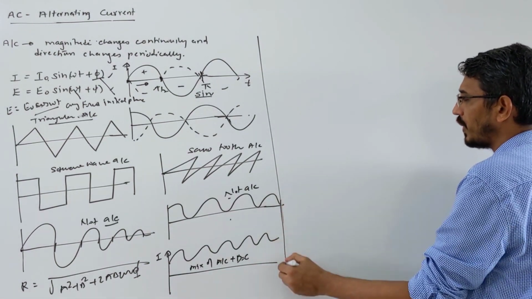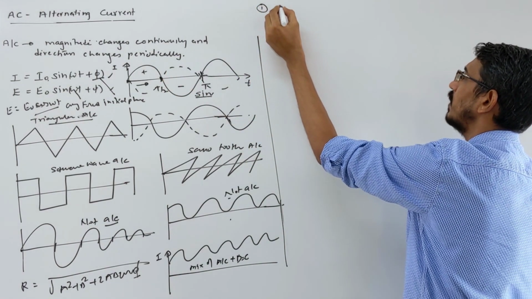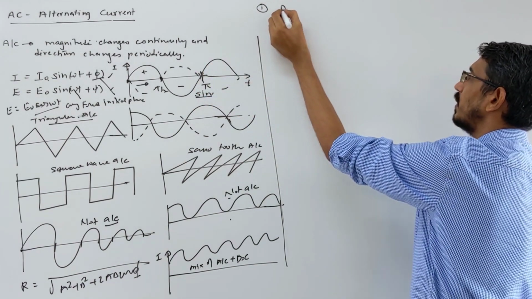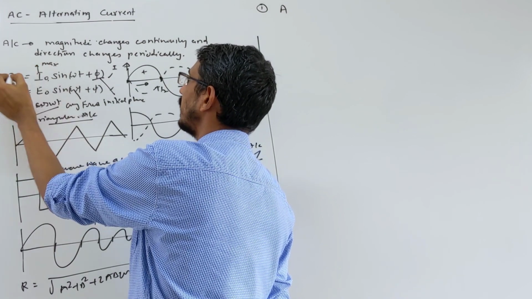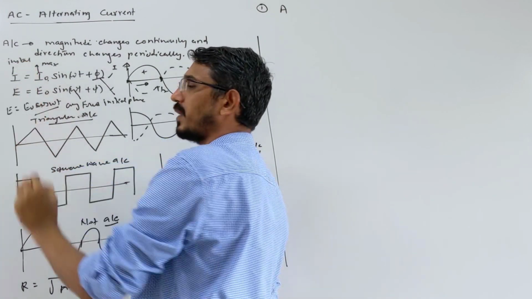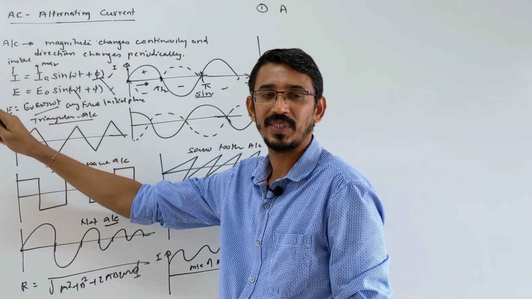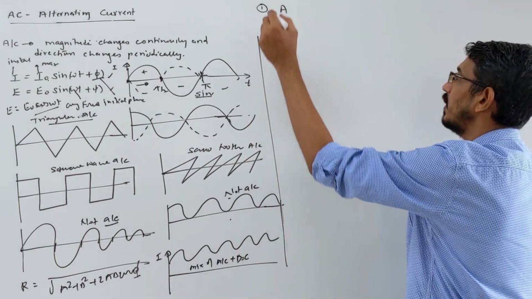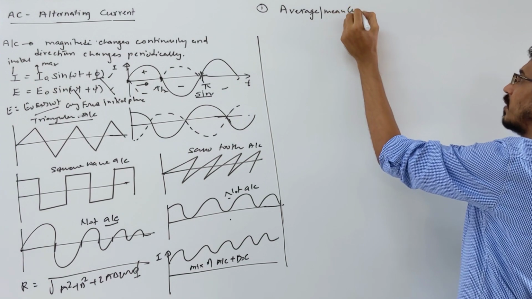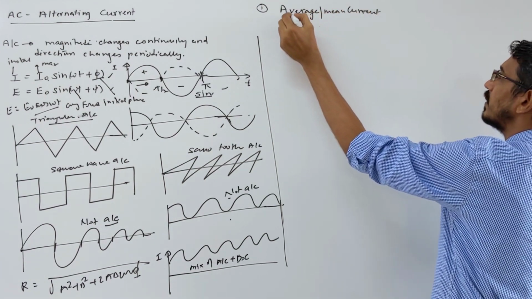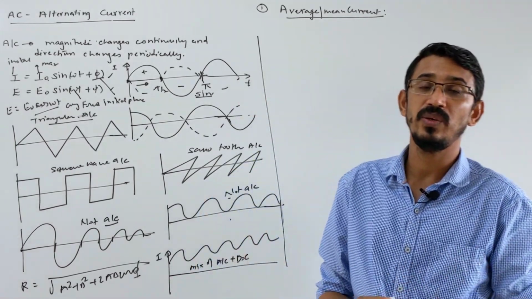Before we go to the main topic, we have to discuss some terms. Look here in this formula, this is your maximum current. Then this is called your instant current, the current at any instant, at a given time. So two words are here: maximum current and instant current. Now two more types of current I will talk about. One is called average or also mean current. What is the average value of an AC current?